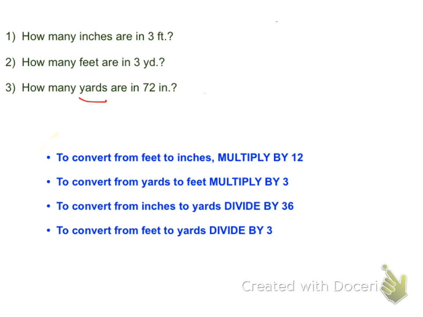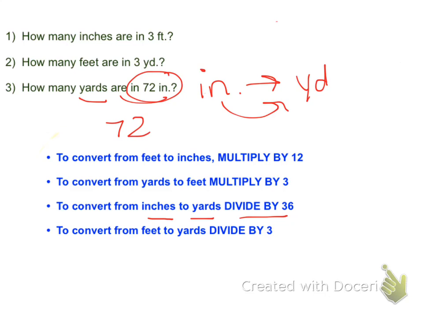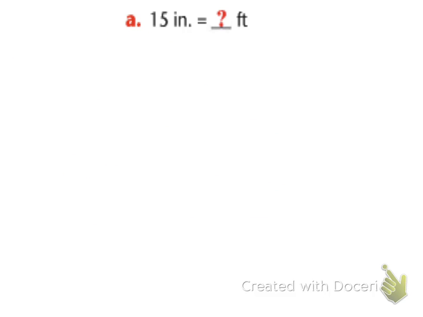And number 3, how many yards are in 72 inches? So we want to go from inches to yards. And in this case, again, you're going to be wanting to make it a smaller number, so you need to divide. So inches to yards, we divide by 36. So 72 divided by 36. There are 2 yards in 72 inches. So again, just use this as a reference if you need a reminder of what you should divide or multiply by. So we're going to try 4 examples.